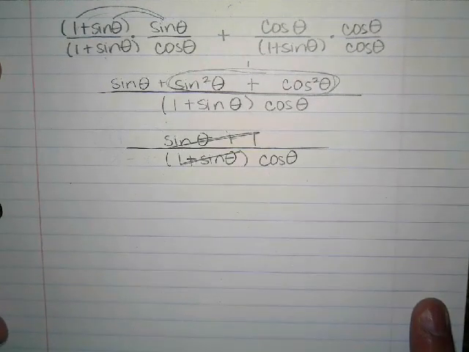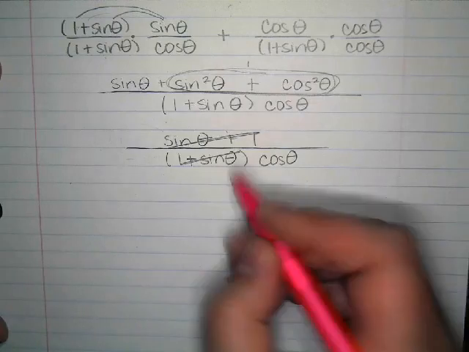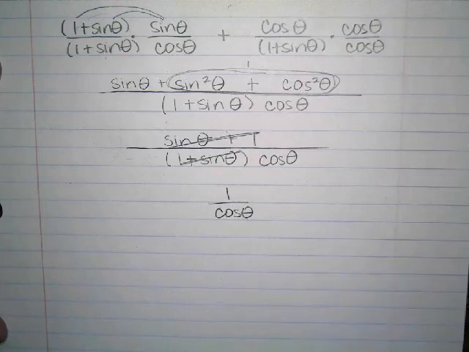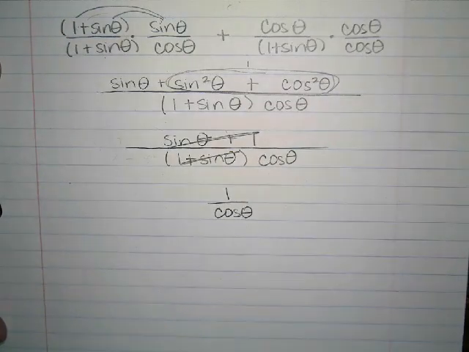And according to the blue sheet, what is 1 over cos? Secant. Okay, is this simplified? Yes. Okay.